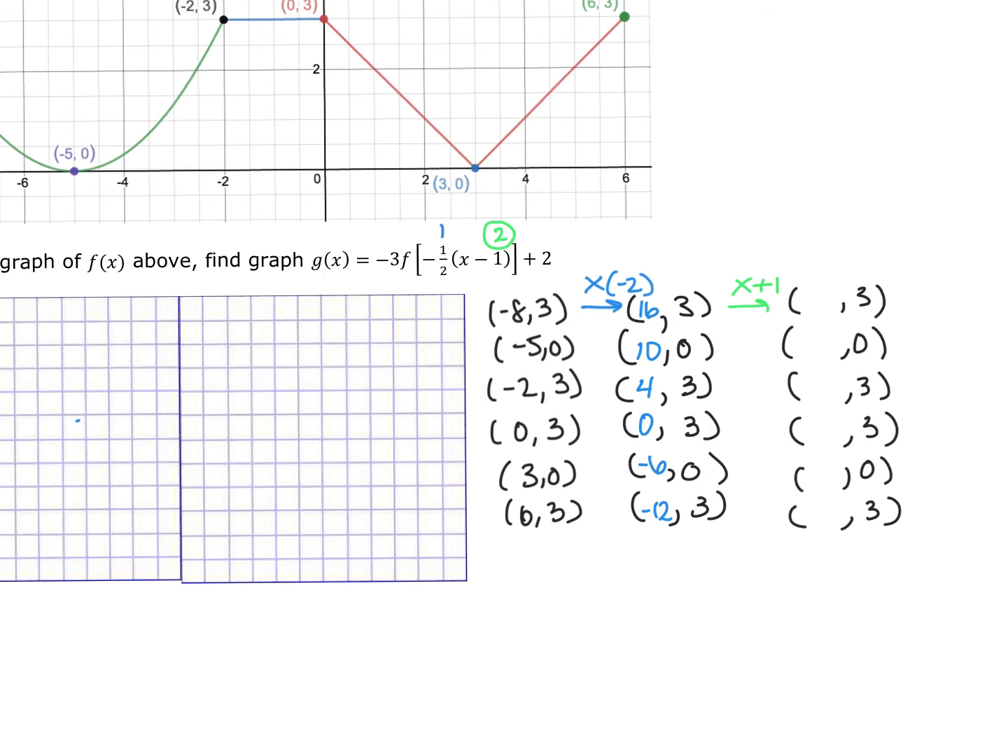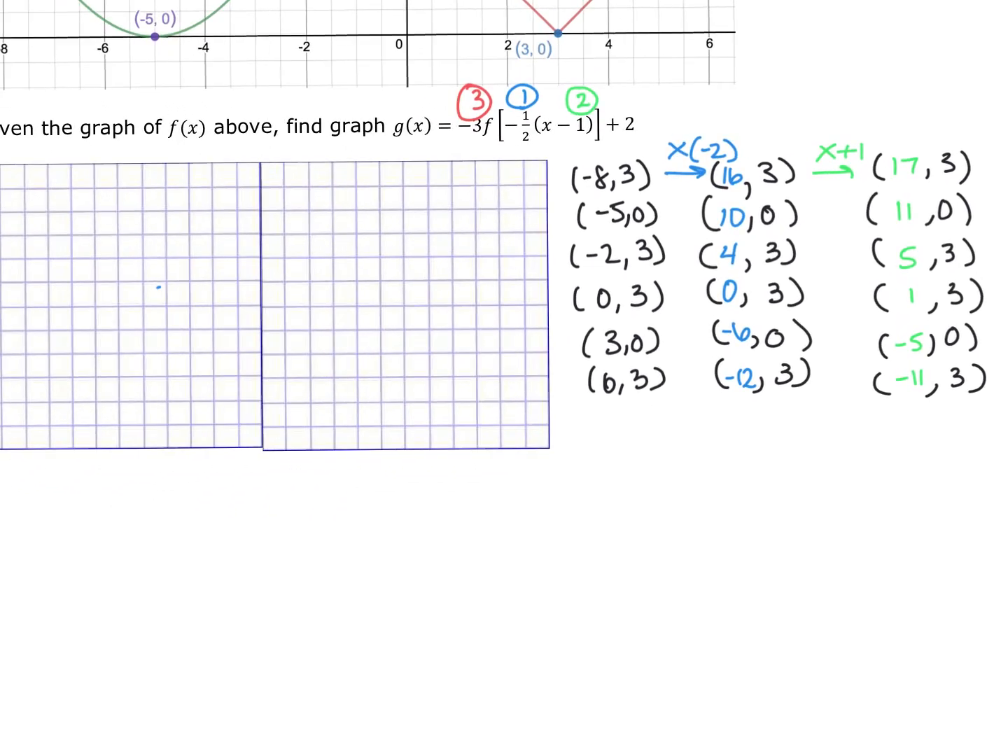So I'm going to have 17, 11, oh, I missed. That should be 5. So 5, 1, -5, and -11. I'm done with all my x's. I have finished with all my x's. So now I'm going to come outside and deal with this -3.